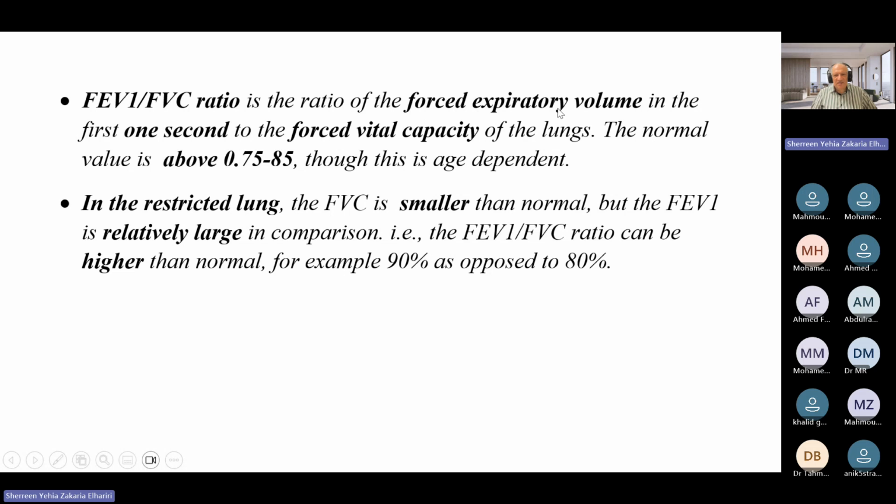Forced expiratory volume is the first 1 second of the forced vital capacity, and in the normal lung it is 0.75. This is age dependent. In restricted lung disease, the forced vital capacity is smaller than normal, but the forced expiratory volume in the first second is large in comparison, so the ratio can be higher than normal.